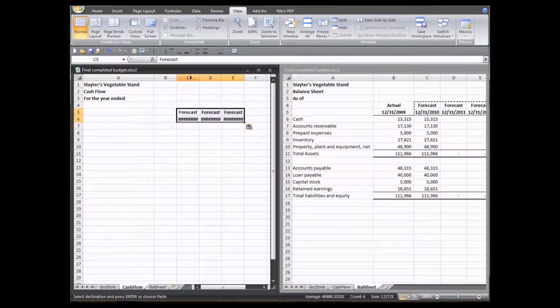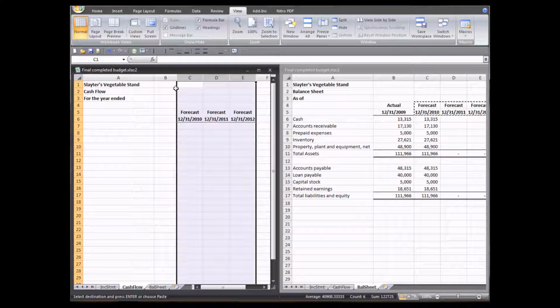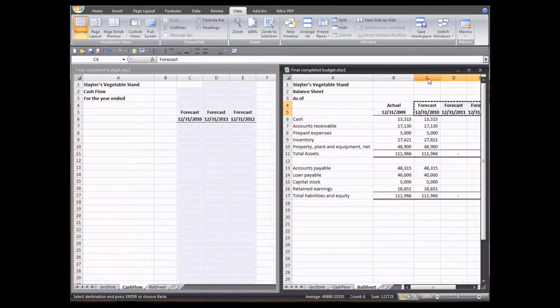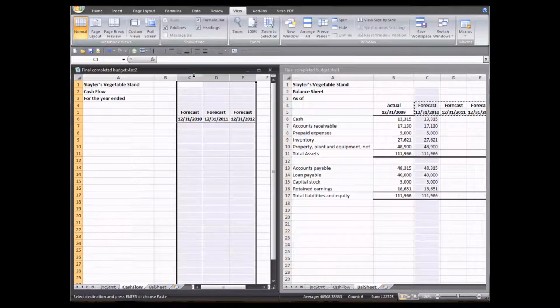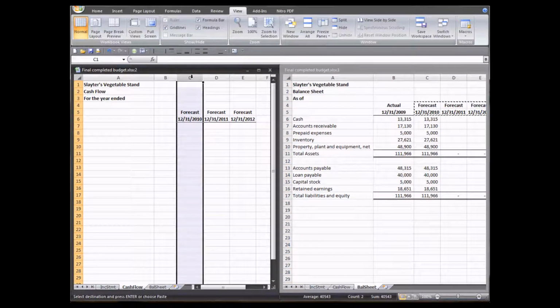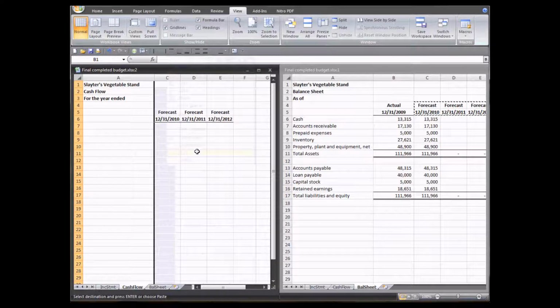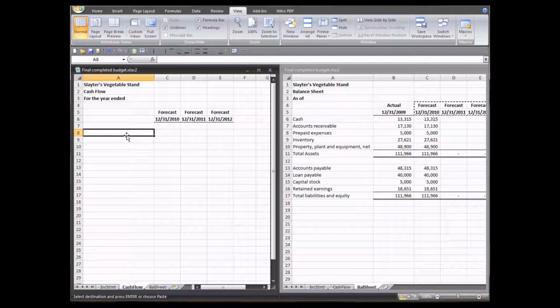The reason I put it into column C, D, and E instead of B, C, and D is because I want to keep my columns consistent. In other words, here, column C is 2010. Here, column C is 2010. Makes it a lot easier as you're starting to work through, especially if you were working on a forecast that was a lot larger than just 3 periods. I'm going to go ahead and hide column B because that's not going to even be something I want to see anymore. And now I'm ready to start building my cash flows.